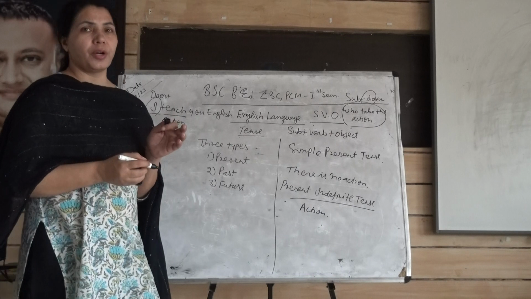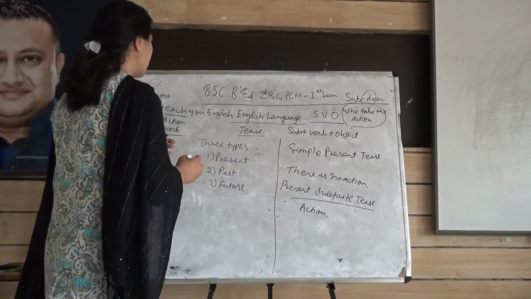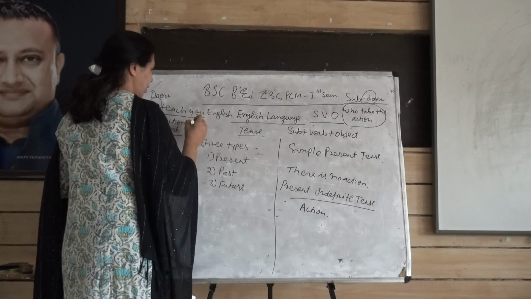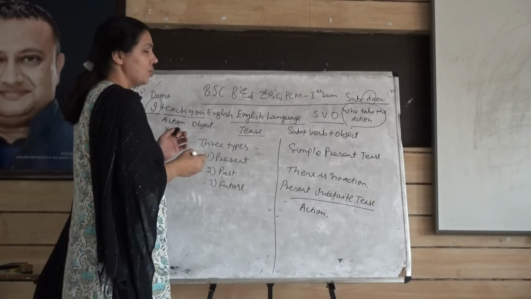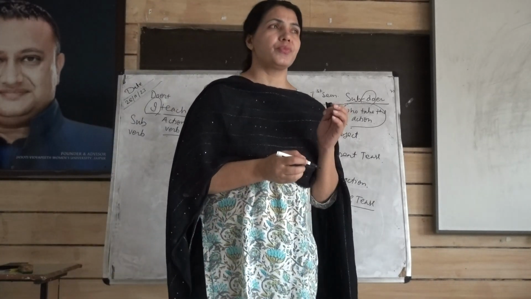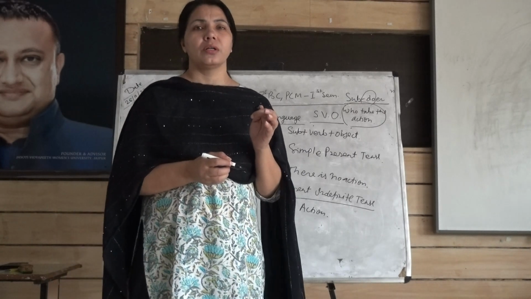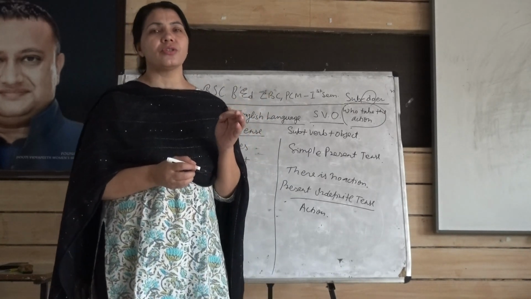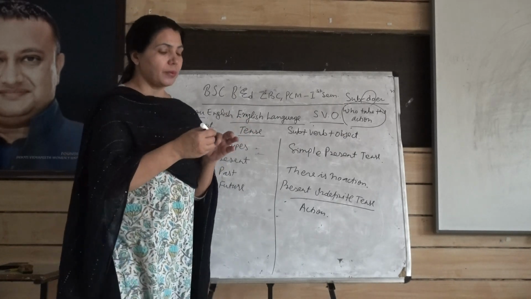So that is verb. Verb is the action, you can say. Now the third one is object. Object is where the subject does the work on some kind of thing. For example, I pick up the marker.